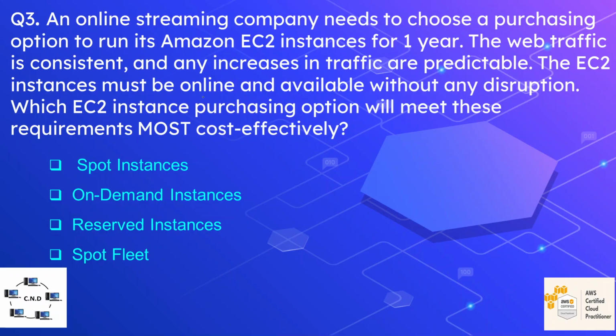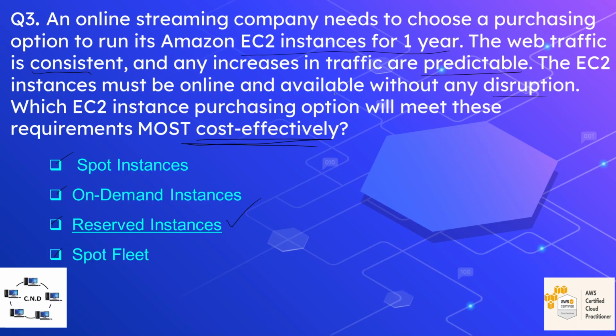Question number three is that an online streaming company needs to choose a purchasing option to run its Amazon EC2 instances for 1 year. The web traffic is consistent and any increase in traffic is predictable. The EC2 instances must be online and available without any disruption. Which EC2 instance purchasing option will meet these requirements most cost effectively? And the options are A, spot instances, B, on-demand instances, C, reserved instances, and D, spot fleet. And the correct option is the reserved instances.